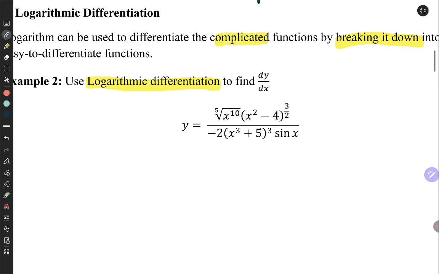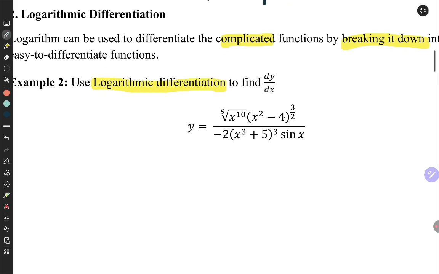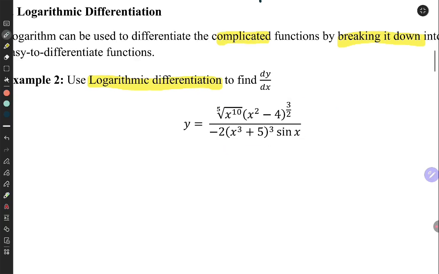What do we do? Don't take the derivative right away. Yes, the job is to find this thing, but don't think about that. Simplify this first. Simplify this chunk. Break it down. Recall yesterday, there are some properties to break something out using logarithm. These two.